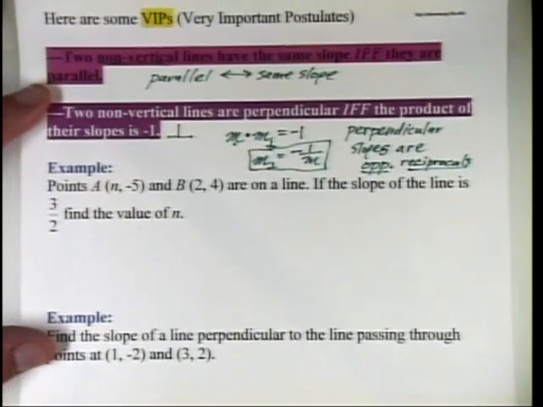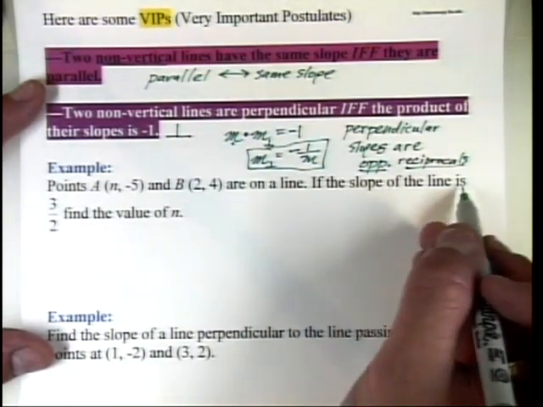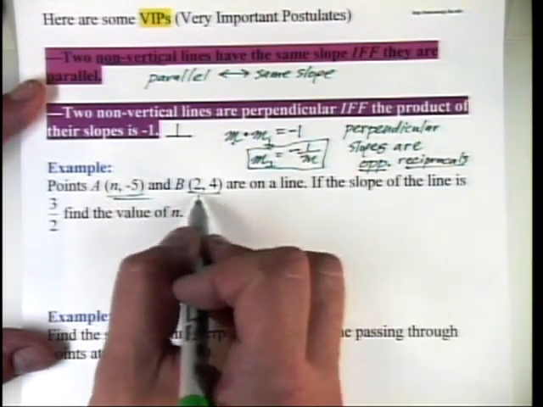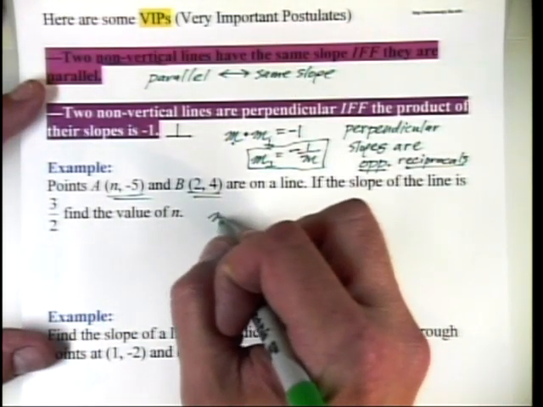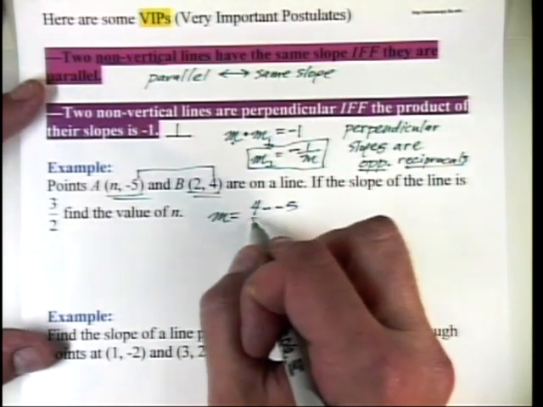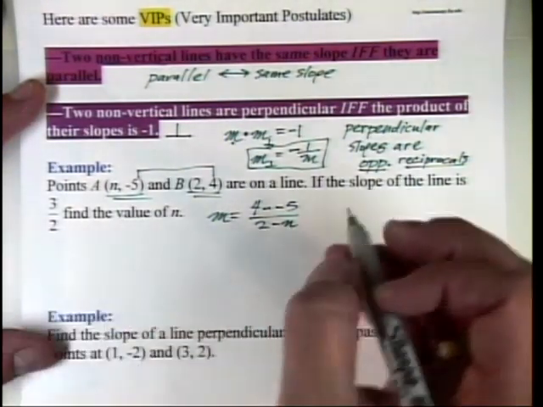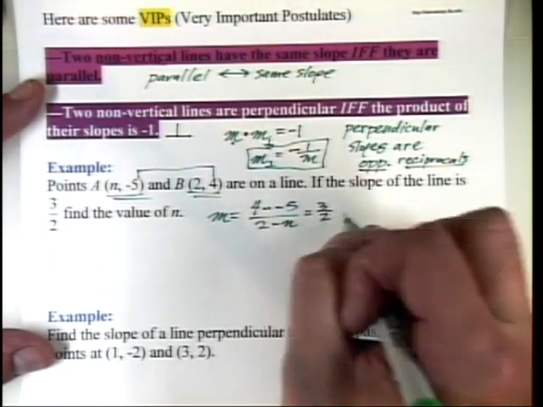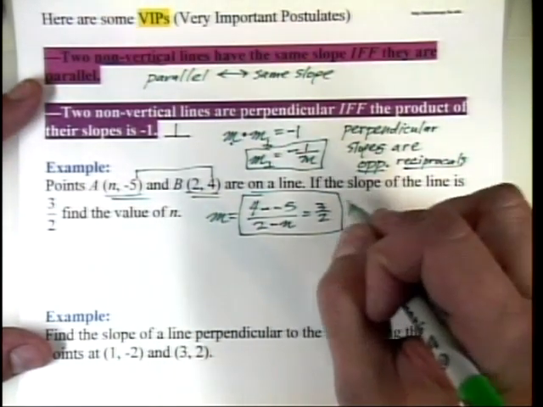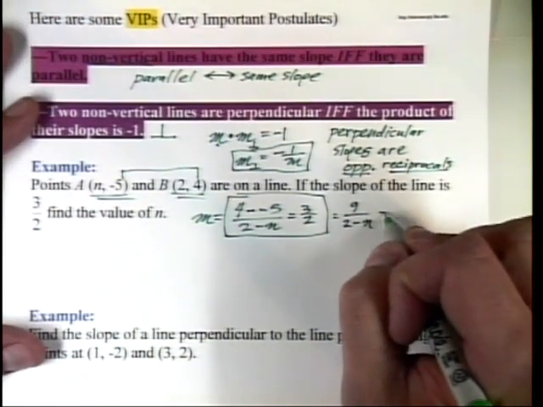All right, let's look at an example here. Point A and point B are on the same line. If the slope of the line is 3/2, find the value of n. Well, here's my 2 points. Let's go ahead and set up my slope formula. Slope, m, is going to be the change in the y values, 4 minus -5 over 2 minus n. Now, I happen to know in this case that that number has to be 3/2, so I can set it equal to 3/2. And what I've done now is I've set up a little proportion here. So if I simplify, I get 4 plus 5 is 9 over 2 minus n, and that equals 3/2.